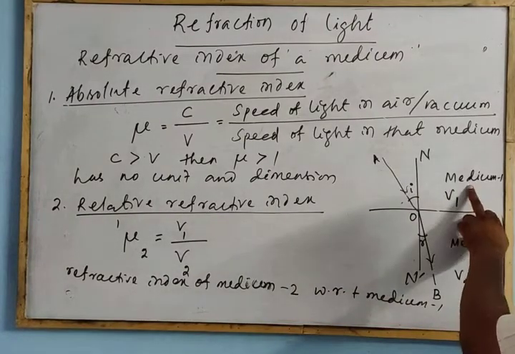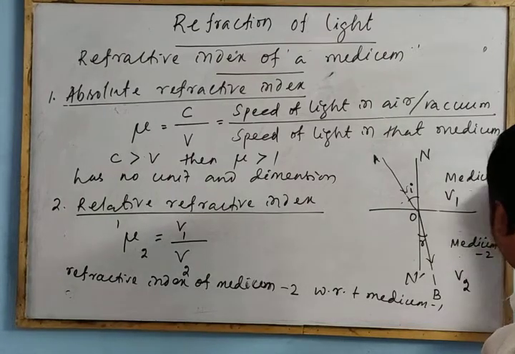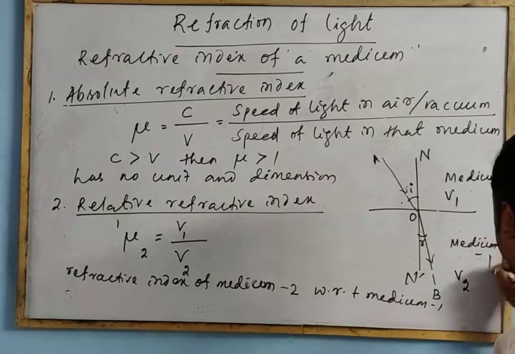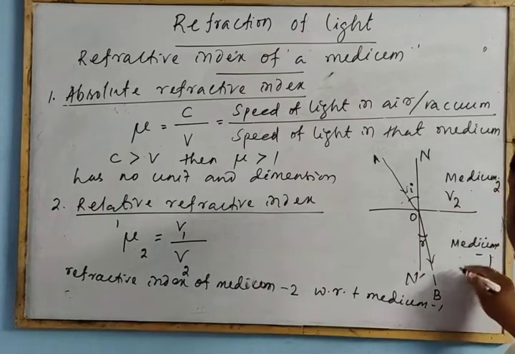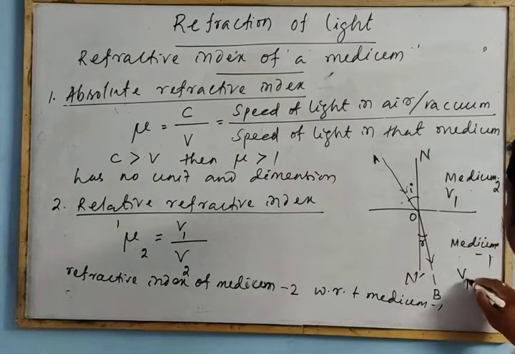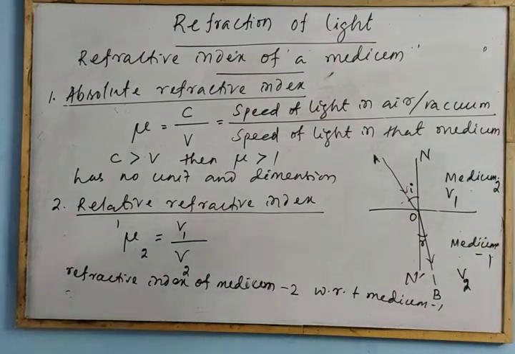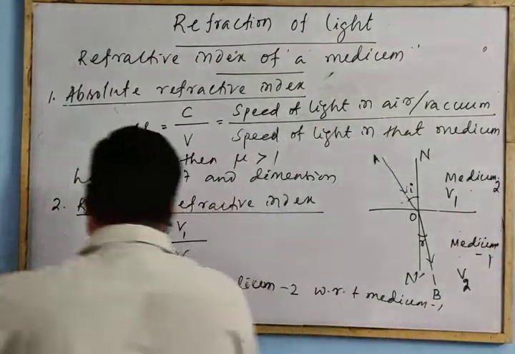Suppose this is medium 2 and this is medium 1. Then what will we write? Let me make that medium. This is medium 2 and this is medium 1. And here the speed is suppose v2 and here the speed is suppose v1. Let me take a notation v1, here is v2. How do we find? Now the refracted ray is in which medium? In medium 1. So I will make it like this.